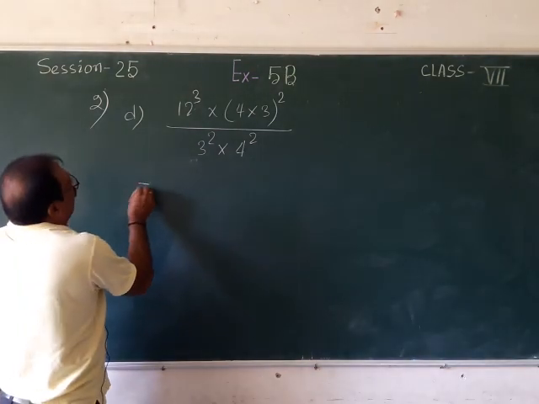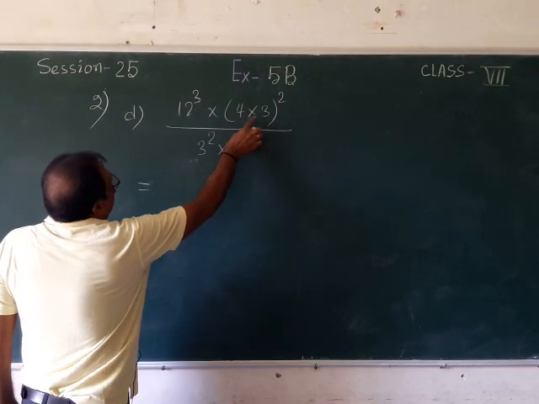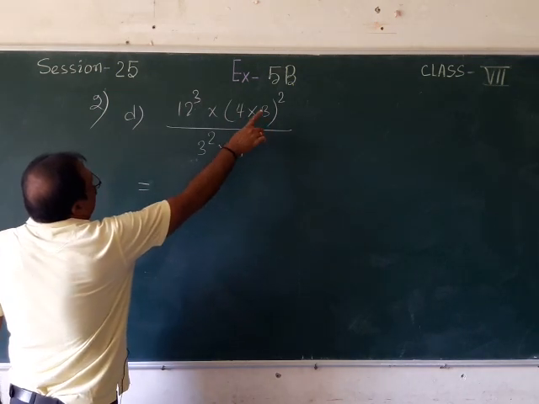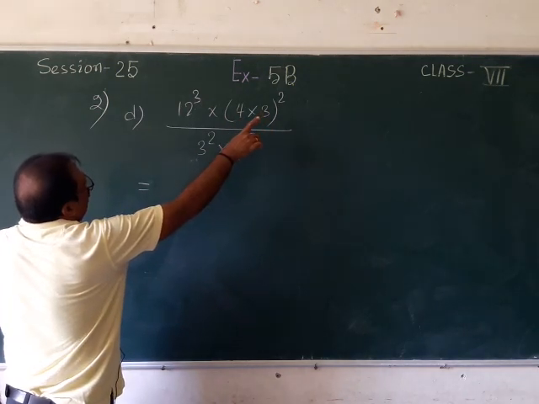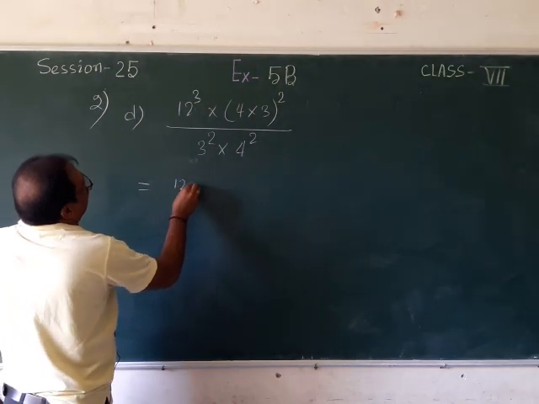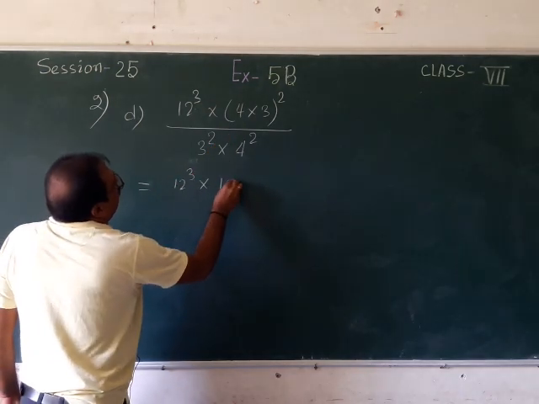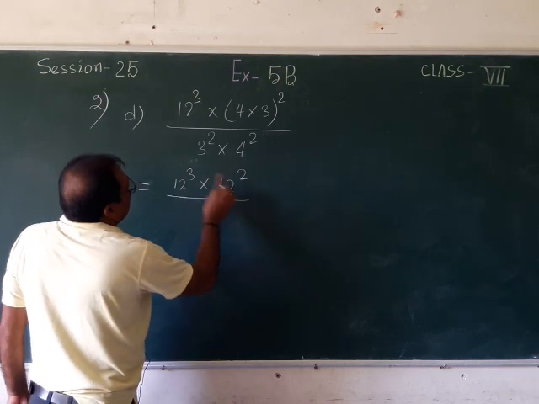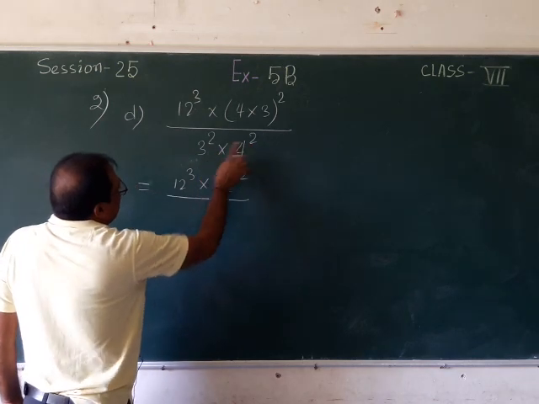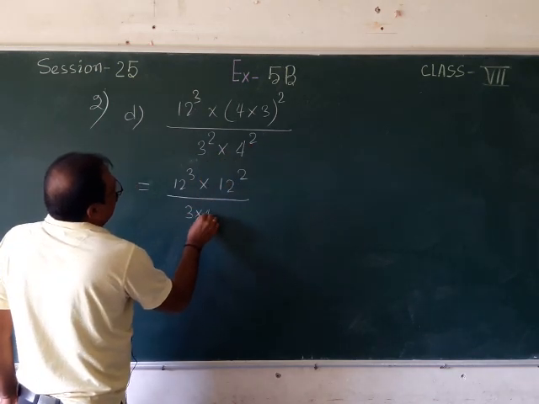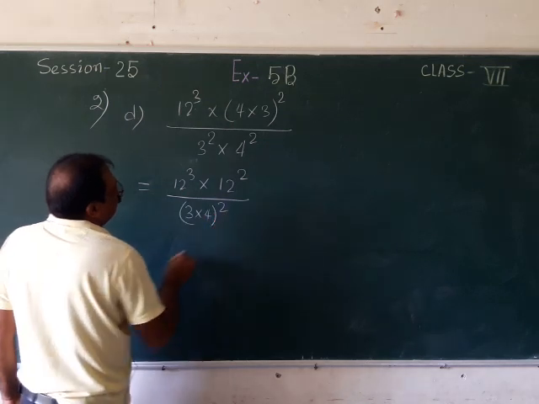First of all, I am going to multiply this 4 into 3, it will give you 12. So I can multiply and write it. And here also you can see the powers are the same, so I can write it as 3 into 4 to the power 2.